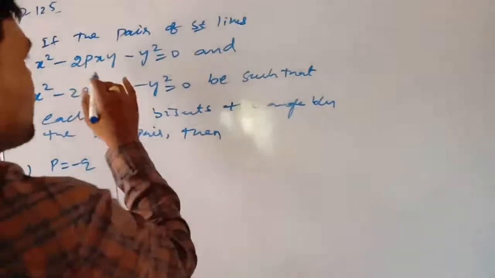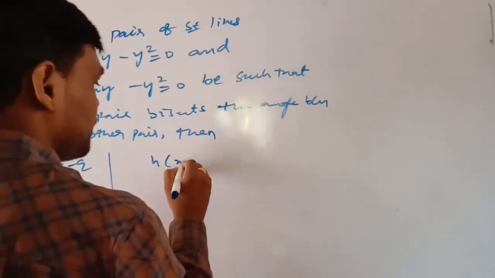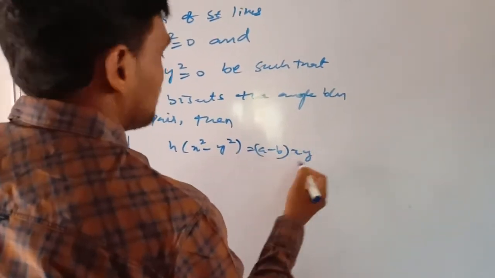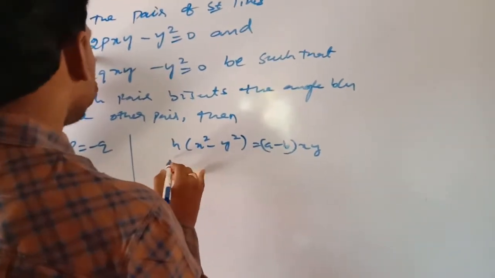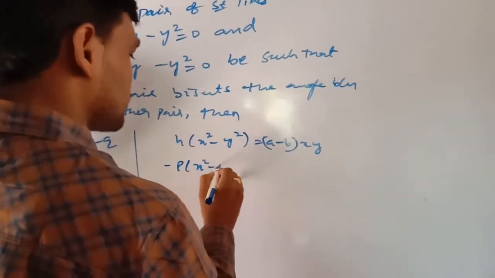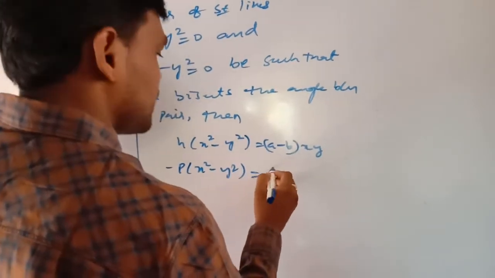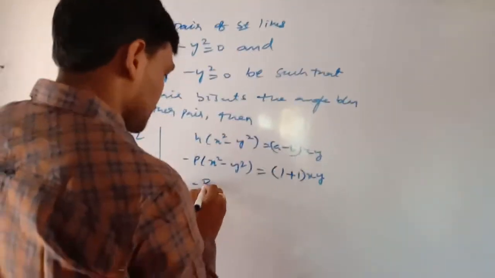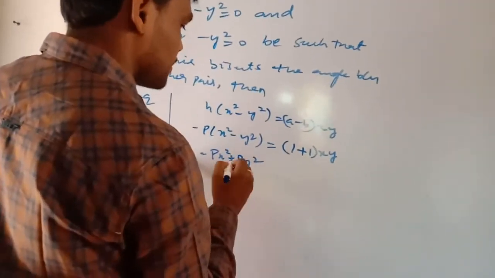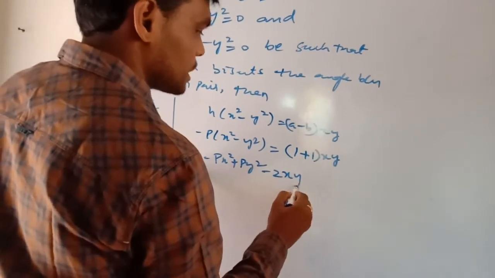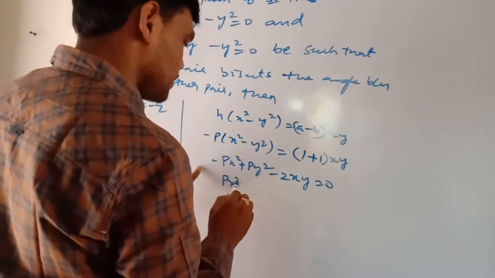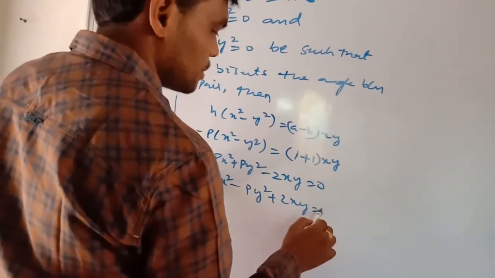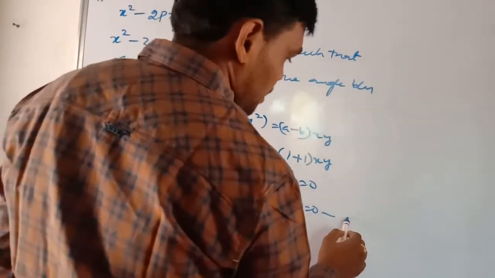Now here first pair of lines, angle bisector is h into x square minus y square is equal to a minus b into xy. Now here 2h is equal to minus 2p, h is equal to minus p, into x square minus y square is equal to a minus b. Here a is 1, b is minus 1, into xy. Now here minus px square plus py square plus 2xy is equal to 0. Now this is also, minus term is common. px square minus py square minus 2xy is equal to 0. Now this is a required pair of straight lines.